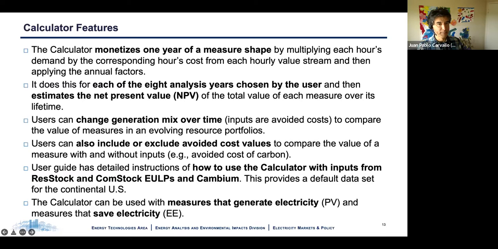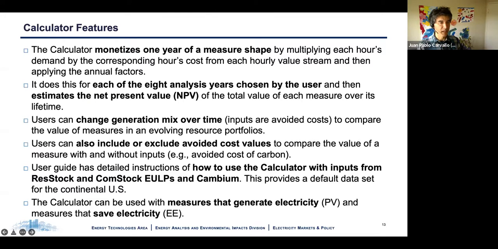The calculator provides an easy way to include or switch on and off avoided cost values. So in the tabular and in the visual or graphical outputs, you can be switching on and off these values to produce different types of comparisons as needed. For example, if in your jurisdiction the avoided cost of carbon is not relevant, you can switch it off easily and then just run the calculator without that particular value stream, without the need to delete anything, just pressing a button and turning it off.